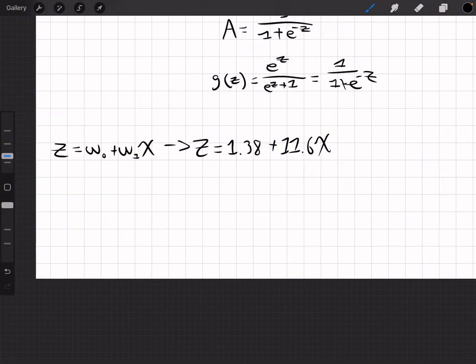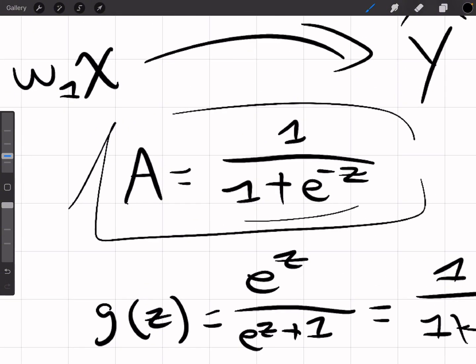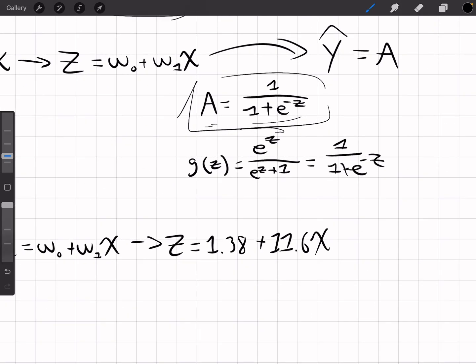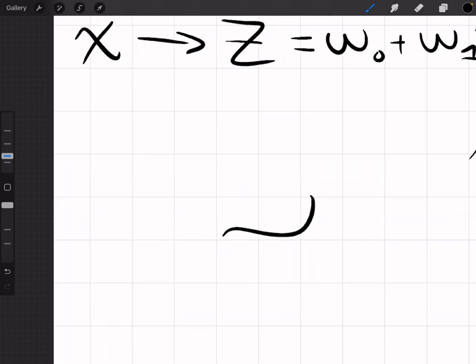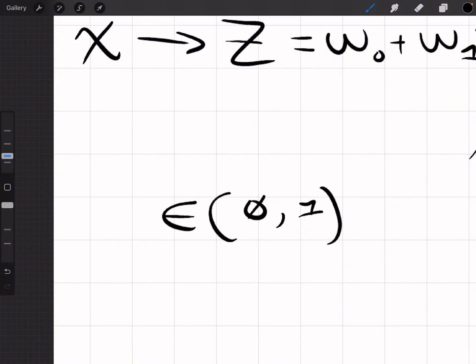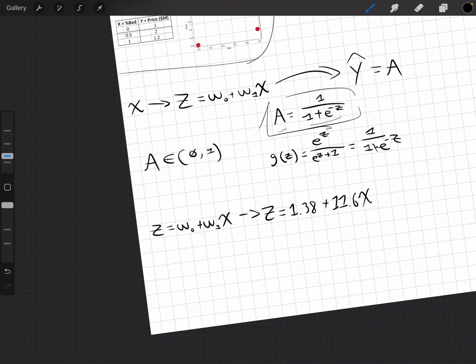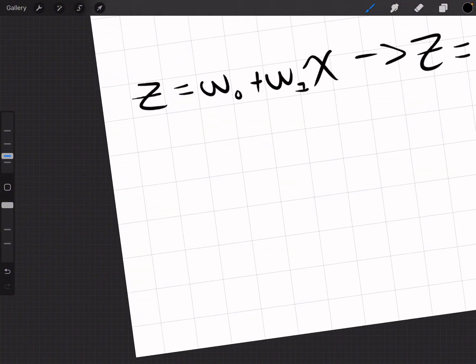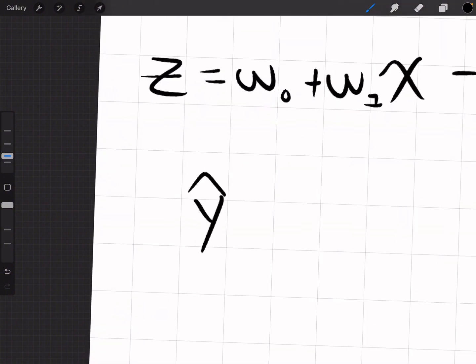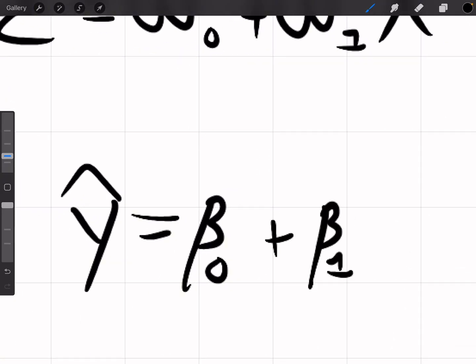And then we need to compress z. This is going to compress z in between 0 and 1. So this function right here takes our z and puts it in between 0 and 1, right? So a is always in between 0 and 1. And our final step is our output prediction, which is just y is equal to beta 0 plus beta 1 a.